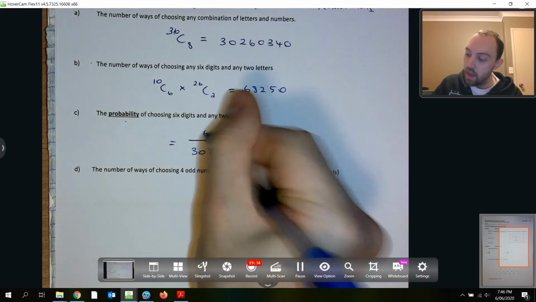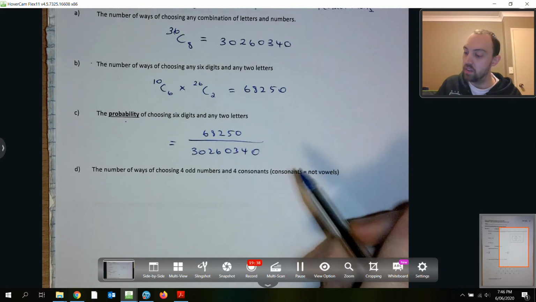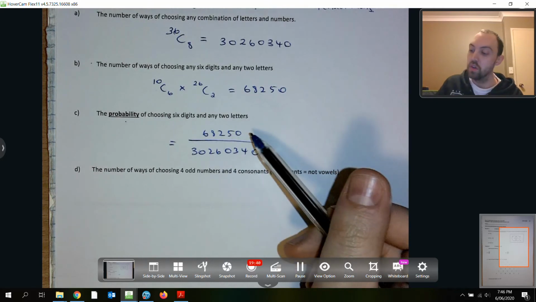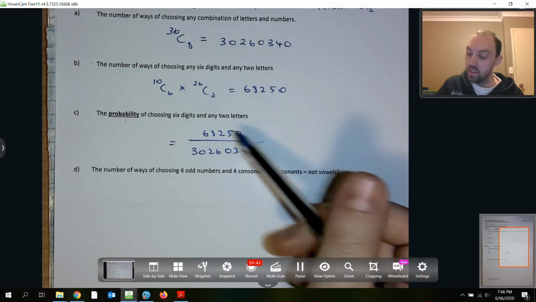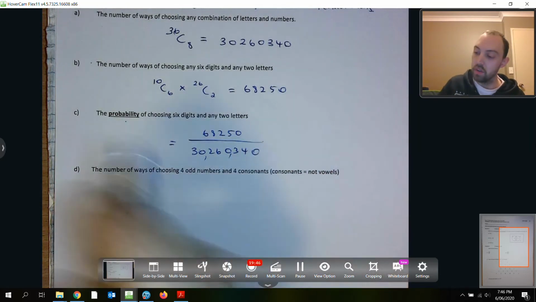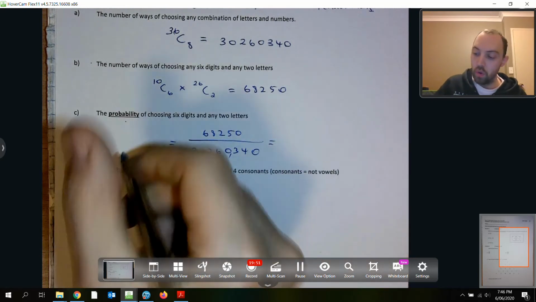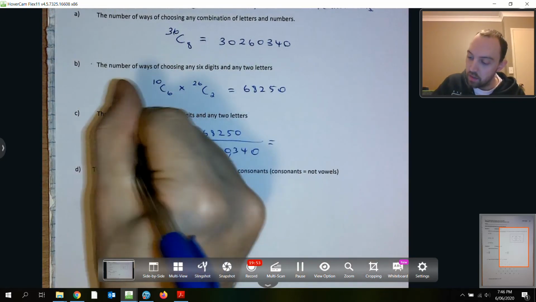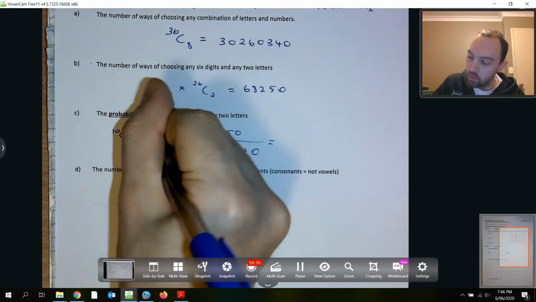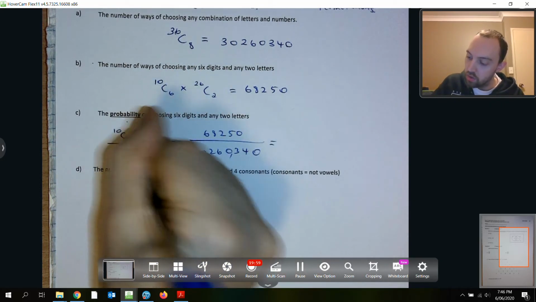And 6, 8, 2, 5, 0, number of ways of choosing 6 digits and 2 letters. So 68,250 out of 30 million gives me my probability. Or we could write this as 10 choose 6 times 26 choose 2 over 36 choose 8.